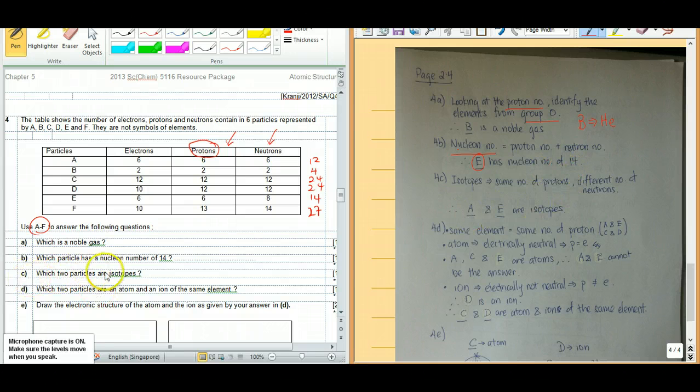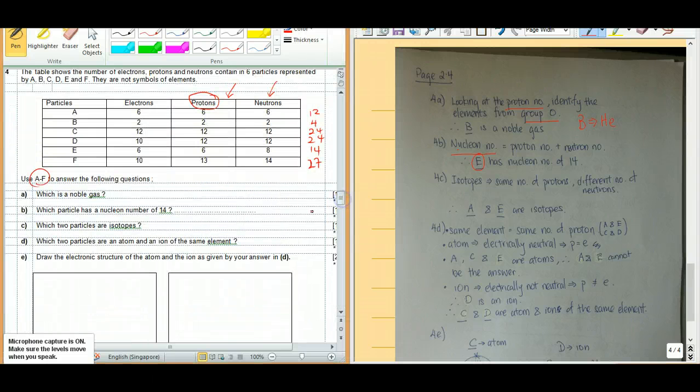Next up, part C, which 2 particles are isotopes? So what are isotopes? Remember, same number of protons, different number of neutrons. So which particles are actually the same element? We know that A and E are one set, C and D are another set, because A and E have the same number of protons. Okay, C and D have the same number of protons.